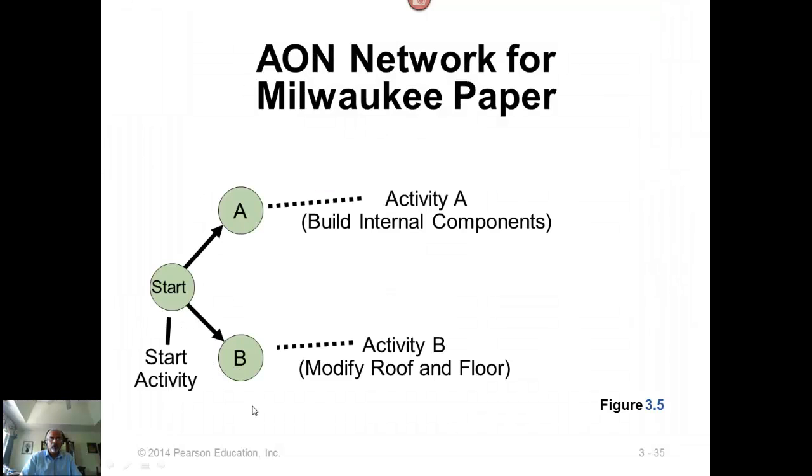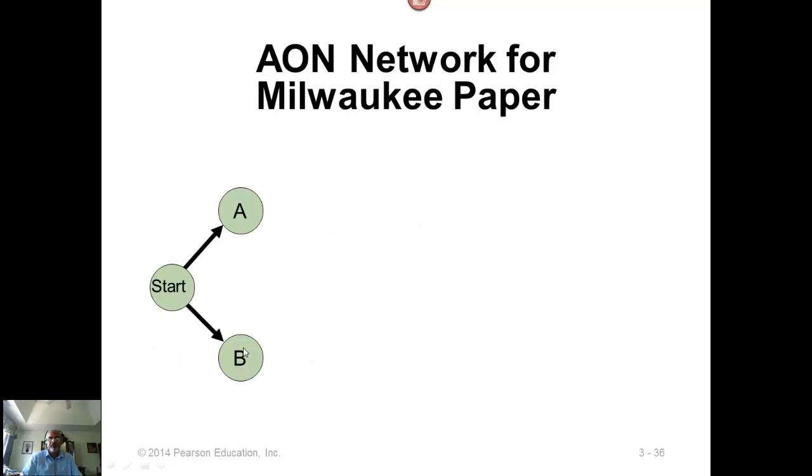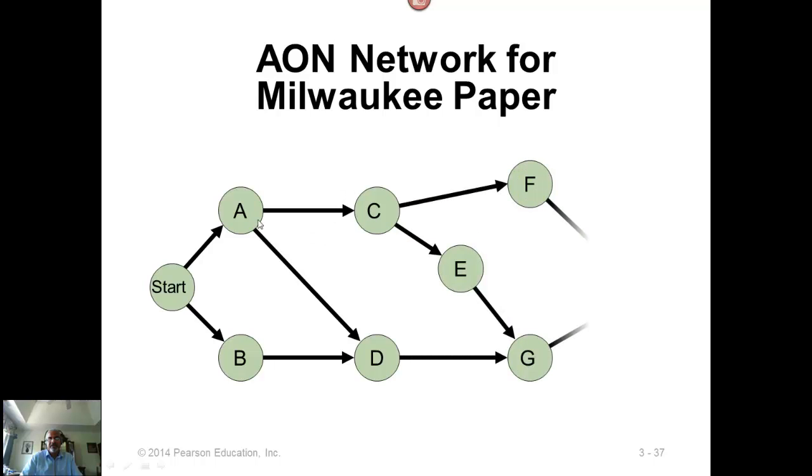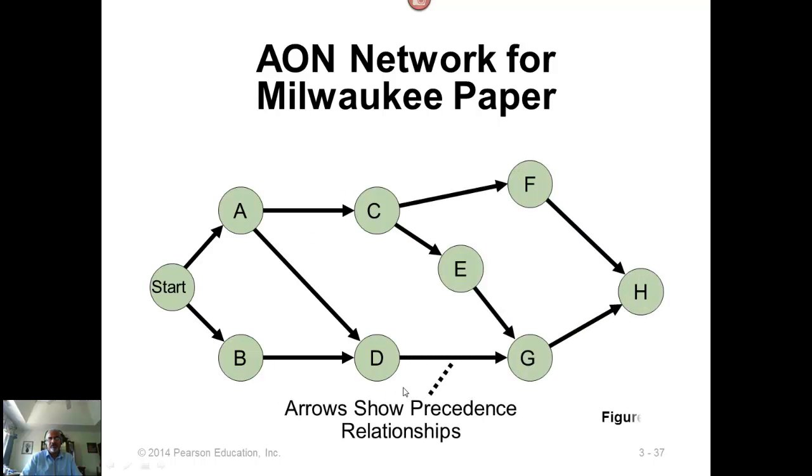So start, both A and B can begin at the same time, and then C can begin after A, D only after A and B, and so on. Now H represents the completion of the project. If you look at this network, you can see that from start to finish there are several paths. So we have one path going like this: A, C, F, and H, and then A, C, E, G, and H. Then A, D, G, and H. Then B, D, G, and H.